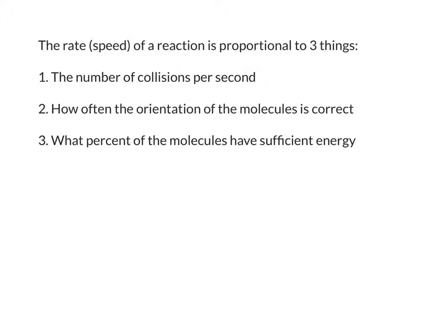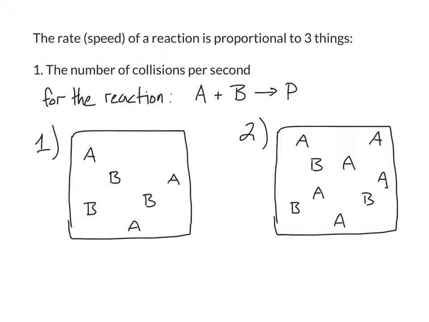Next, let's look at each one of these three requirements one at a time to understand the molecular origin of them. Let's look at the reaction A plus B is transformed into products to investigate how the speed of a chemical reaction is proportional to the number of collisions per second. Here we have two scenarios. Scenario 1, where there are 3 molecules of A and 3 molecules of B, and scenario 2, where there are 6 molecules of A and 3 molecules of B.